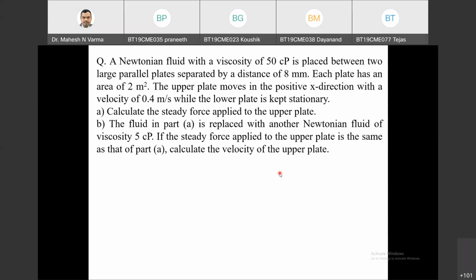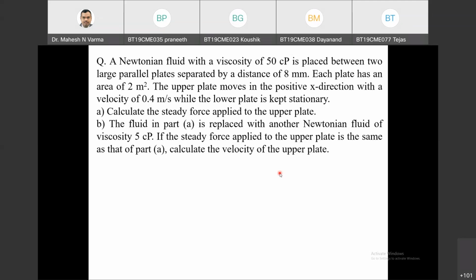Sir, velocity gradient will be equal to 50. dvx by dy will be equal to 50, and we can calculate F by A will be equal to viscosity times velocity gradient. The viscosity of 50 cP is given, and 1 centipoise is 0.001 Pa·s, so here we can calculate the force applied on the upper plate. Multiply by the area of 2. Force applied? Sir, 5 Newton. 5 Newton.